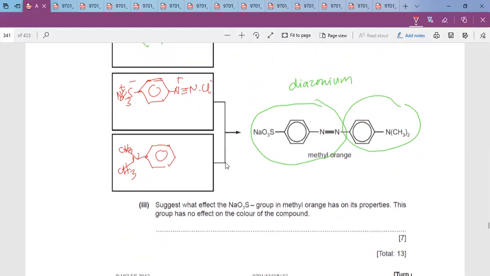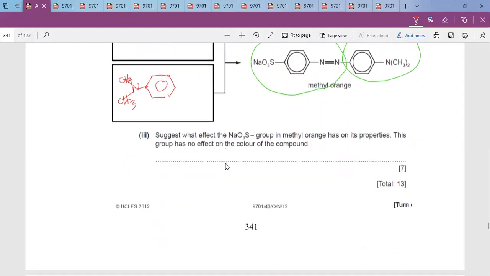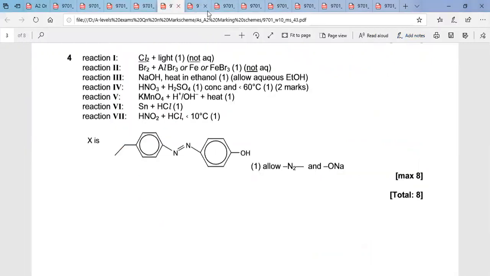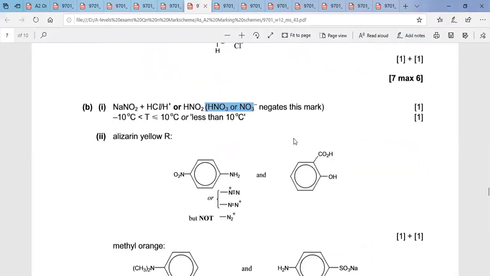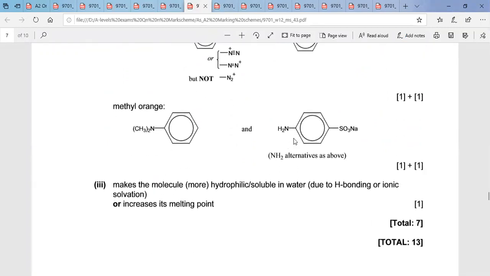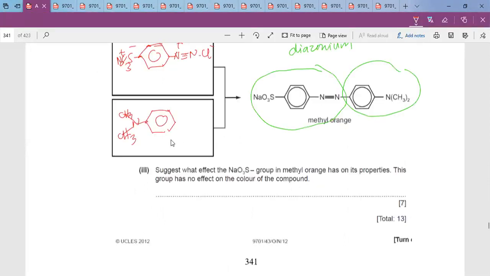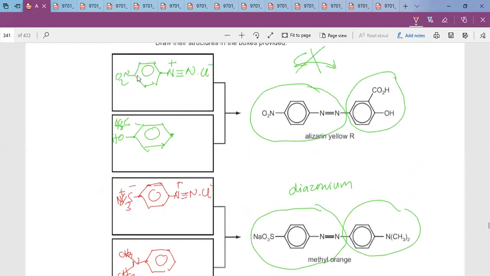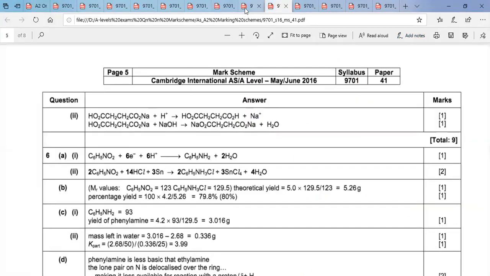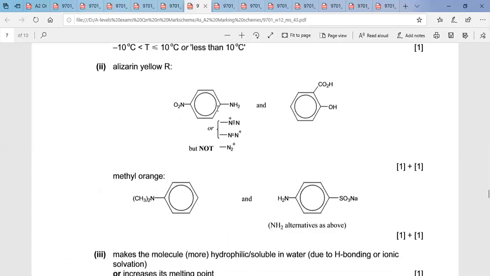Now let's look at the answer. Now this one here. Remember? See here, nitrogen. I put a triple bond now. Now see the markings here. You can put it like this, and it is also accepted now.